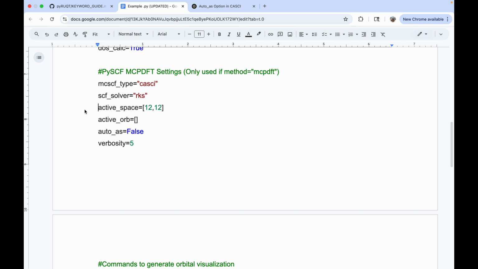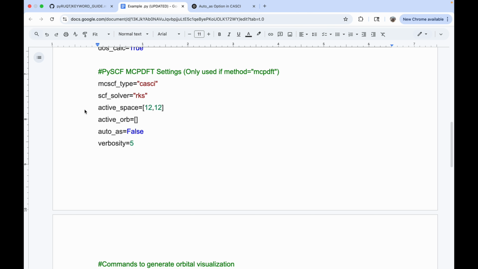The smaller the active space, the quicker the calculation will run, but that also will play into the accuracy. The larger active space will run a lot slower, but it will be slightly more accurate as it's using more computational effort to calculate more molecular orbitals.